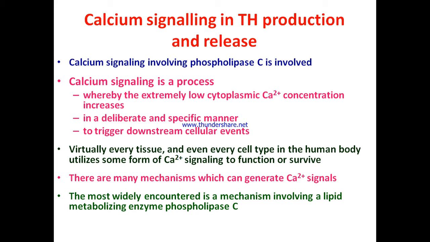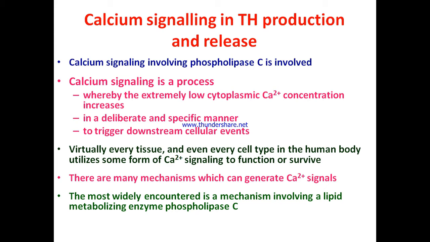Calcium signaling in thyroid hormone production and release. Calcium signaling in TH production and release involves phospholipase C. Calcium signaling is a process whereby the extremely low cytoplasmic Ca2+ concentration increases. This increase is by the release of Ca2+ ions from the storage sites in the cell cytoplasm, like endoplasmic reticulum, microsomes, etc. It is done in a deliberate and specific manner to trigger downstream cellular events.